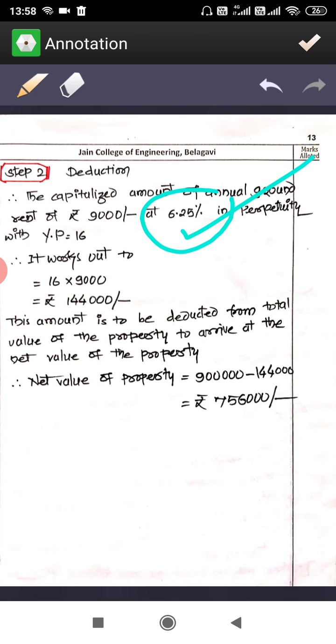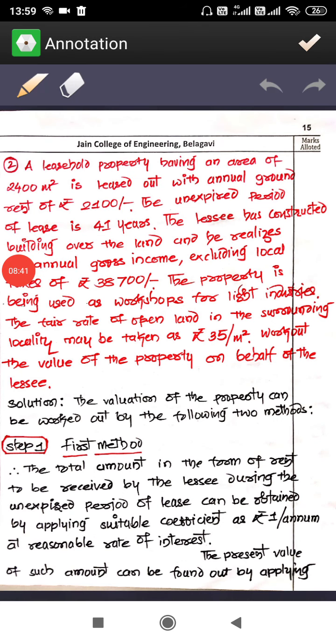We are going to check out a few more problems in the valuation, a few more problems on year of purchase and rented values. Now the next problem is, my friends, this is the second problem.